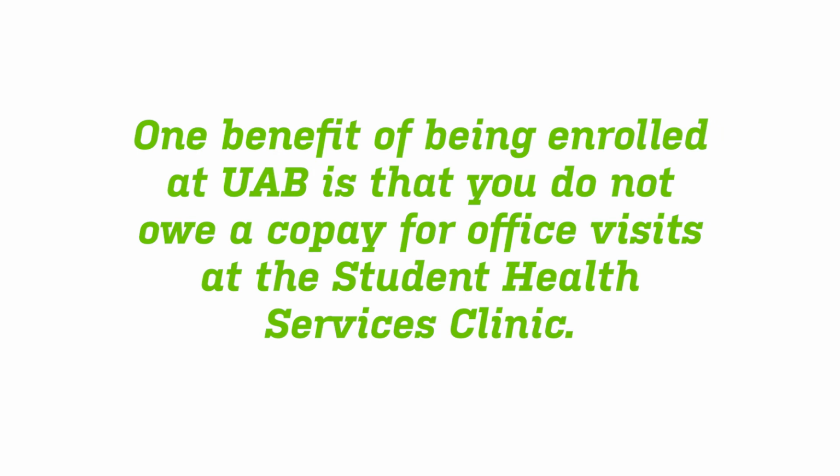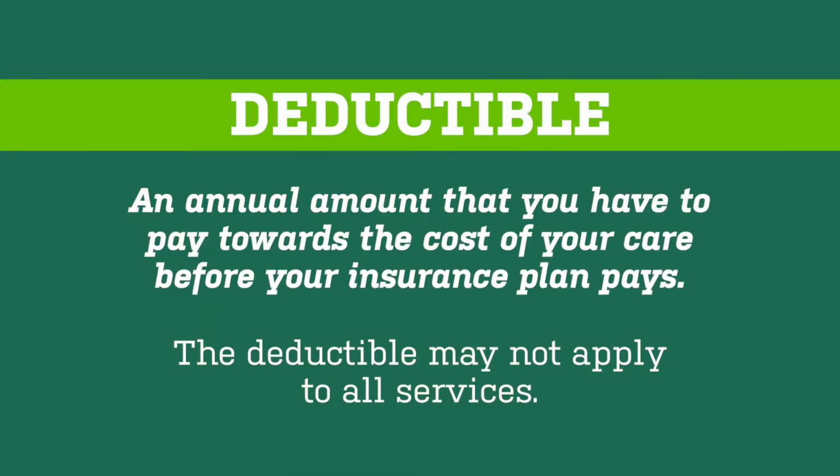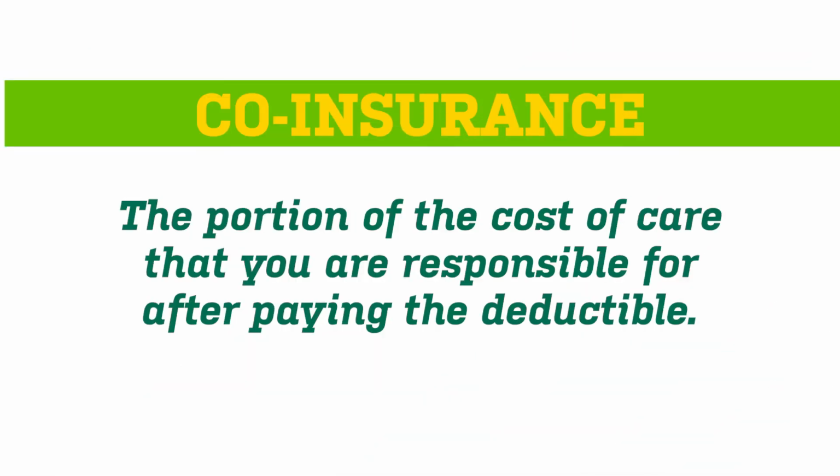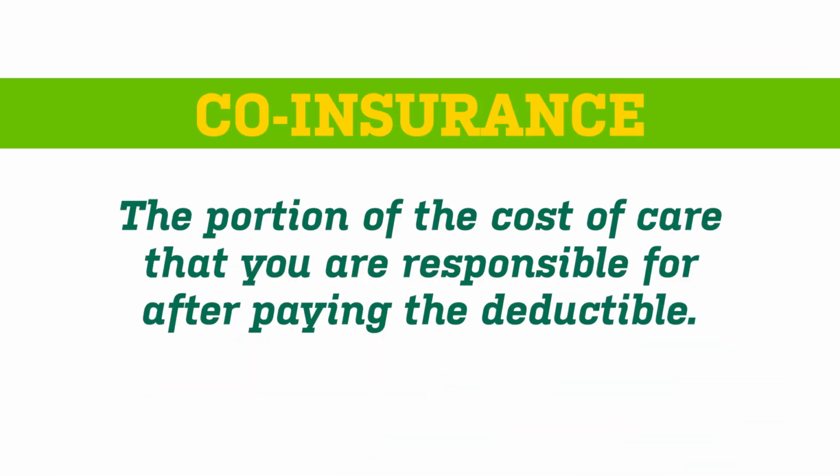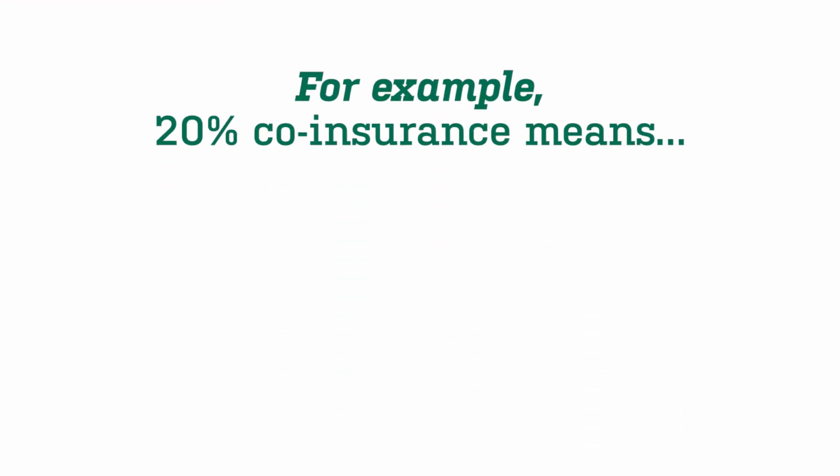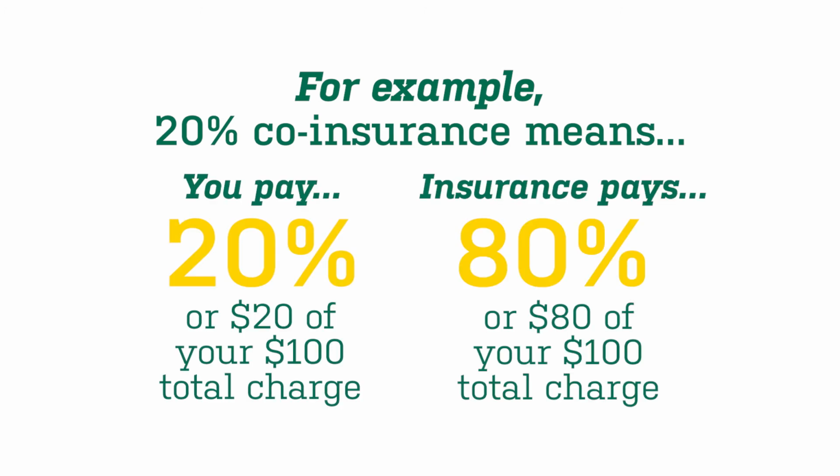One benefit of being enrolled at UAB is that you don't owe a copay for office visits at the Student Health Services Clinic. A deductible is an annual amount that you have to pay towards the cost of your care before your insurance plan pays. Coinsurance is the portion of the cost of care that you are responsible for after paying the deductible. For example, a 20% coinsurance means that you pay 20% and your insurance carrier pays the remaining 80%.